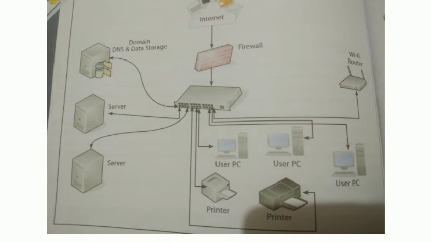Did you see here? The network diagram is given. Many devices are included: internet connection, Wi-Fi router, many computers, printers, then server. Each device we will discuss later. You know what a printer is, what a PC is, what a server is, what the internet is, etc. Anyway, that we will discuss later. Actually, this is a network diagram, and many devices are included in it.